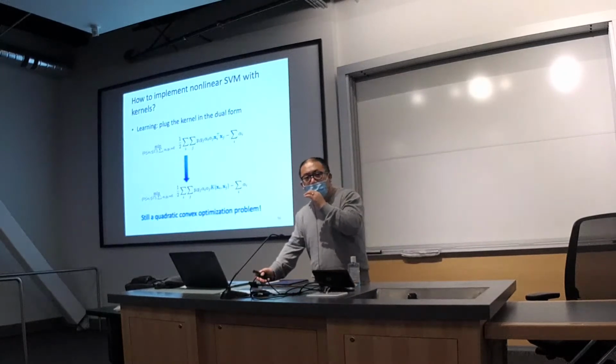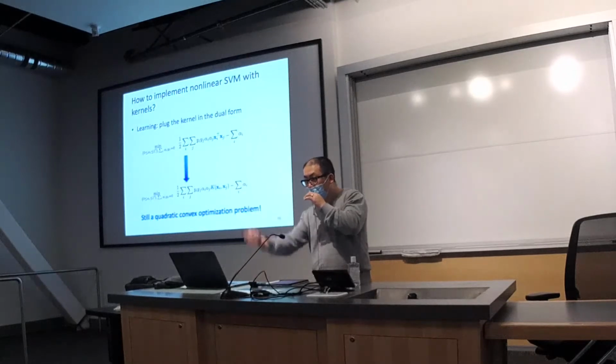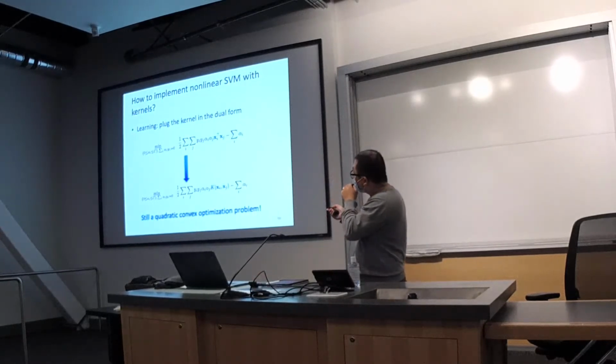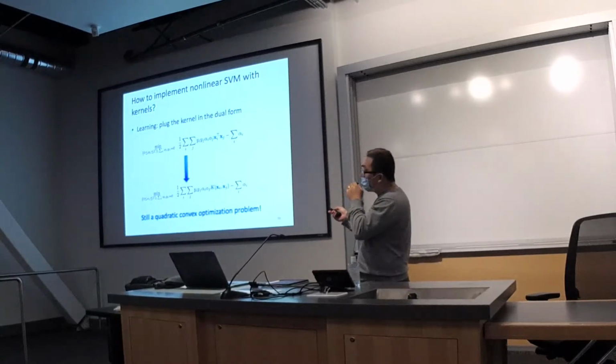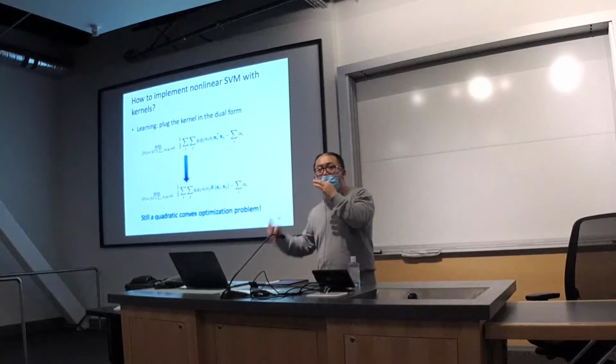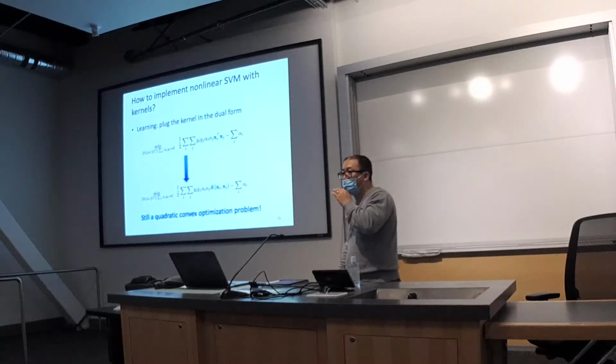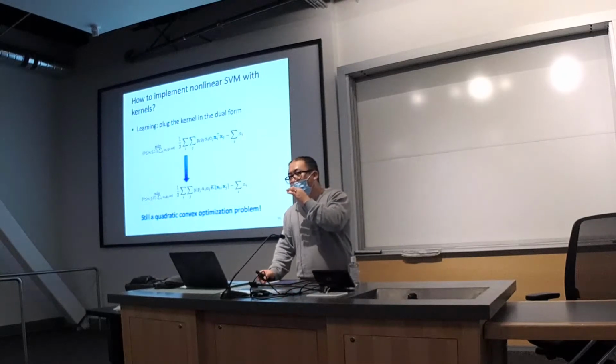Why don't you need to modify your optimization algorithm? Can you solve for alpha? Yes, exactly. Remember, the only variables we want to optimize are the alpha i's. They're essentially the Lagrange multipliers. All the other things are just constant. So you just replace this inner product constant by this kernel function constant. Nothing else is changed. You just run the same quadratic optimization algorithm.